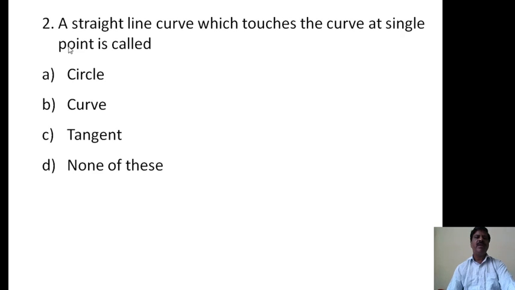Second question: a straight line which touches the curve at a single point is called? The first option is circle, then curve, tangent, none of these. I will give 10 seconds. Choose the correct option.